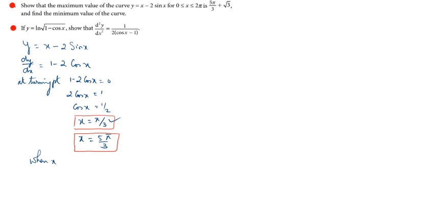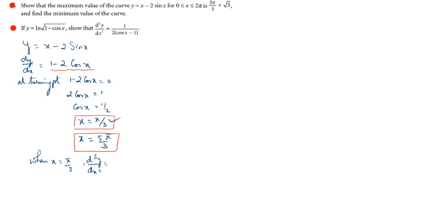When x is equal to pi by 3, d squared y by dx squared is equal to the derivative of the gradient. So this is the derivative. We have to find this second derivative. So d by dx of dy by dx.